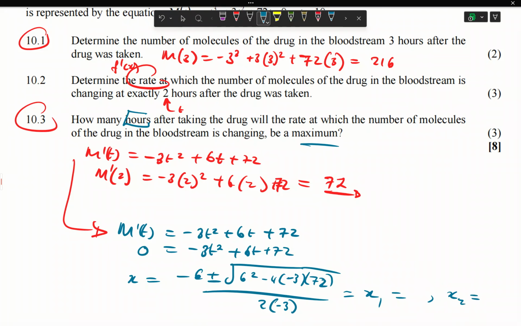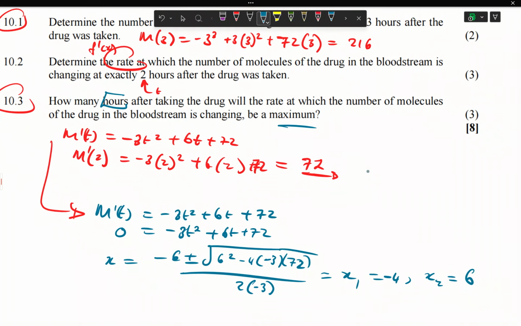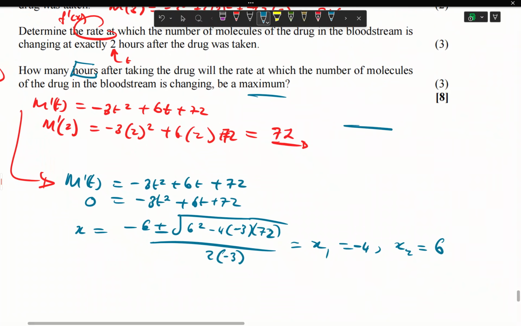So let's see, the square root of negative 6 plus the square root of 6 squared minus 4 times negative 3 times 72, all over 2 times negative 3. I have negative 4, and when I replace with positive there, so now when I replace with negative, I have 6. So now we have to prove this.